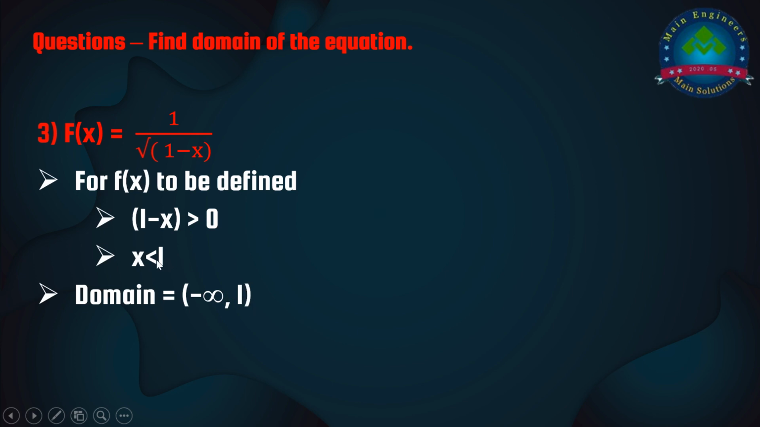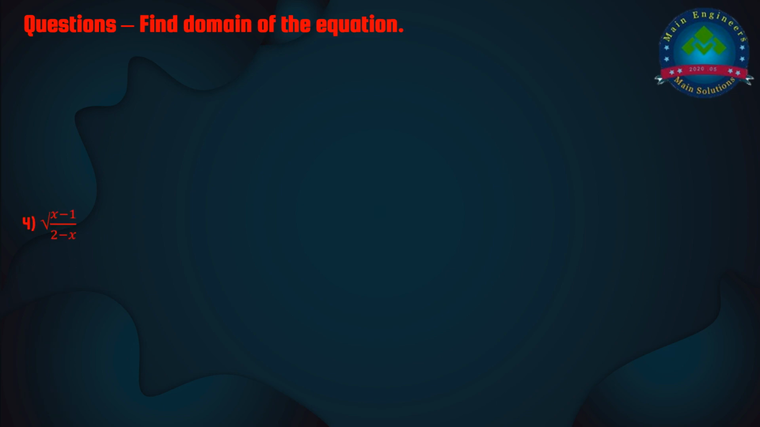But see here I use the round bracket. Why? Because there is no equals to sign here. That means x is always going to be less than 1, and it's not going to be 1. That's why we cannot include 1. Also on the infinity side we don't know the end point, so here also we have to use the exclude sign. So we have to use the round bracket. From minus infinity to 1 will be our domain.